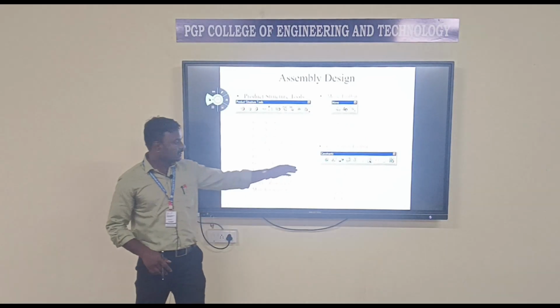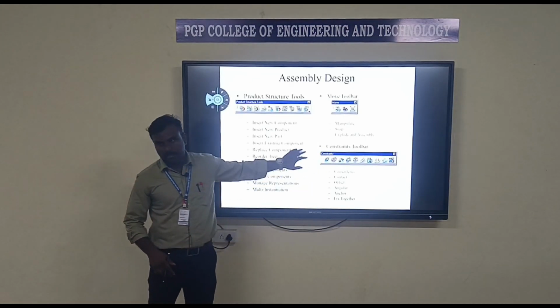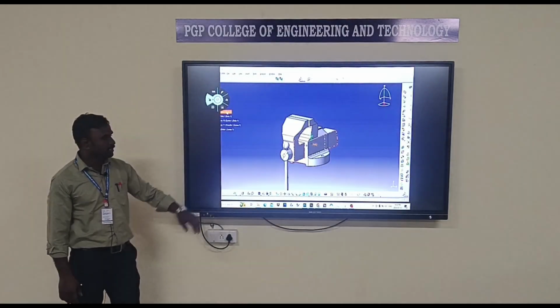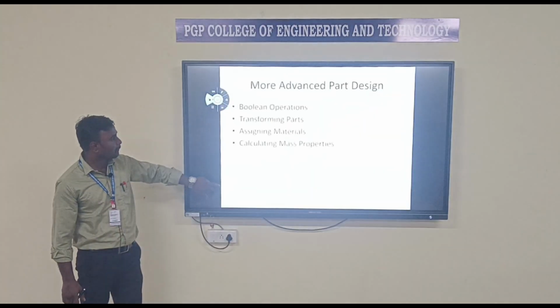This is the constraint toolbar used for assembly purposes. This is the example for your assembly, machine-wise assembly.